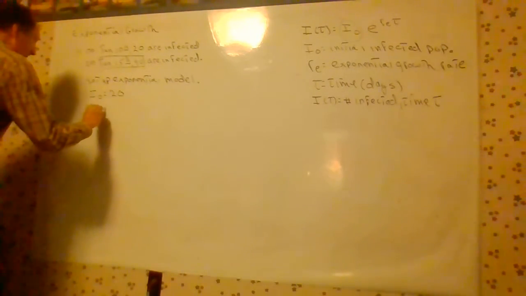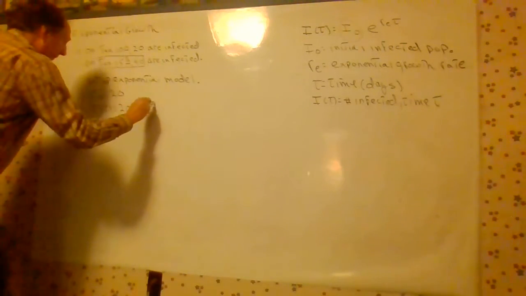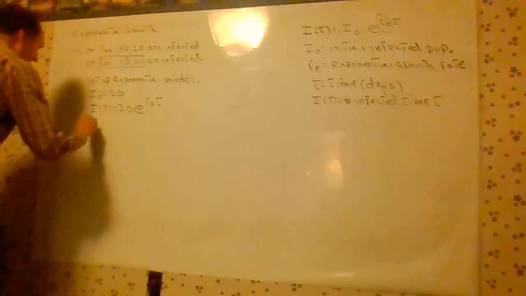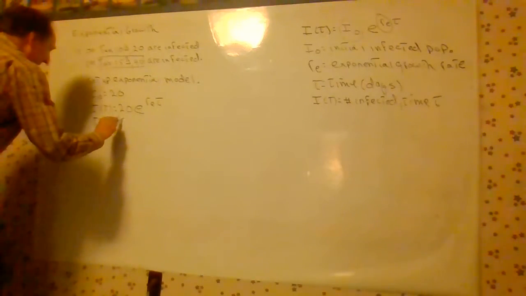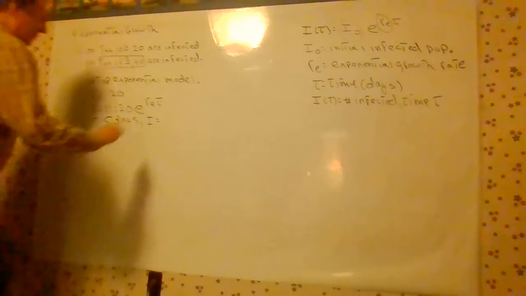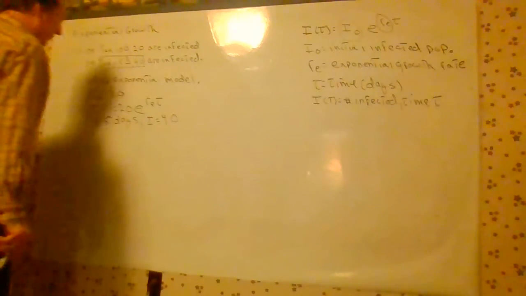So we're going to substitute that into our model. I of t is 20 e to the RE times t. And then next we need another data point to establish what RE is. And that comes into play right here. From the 10th to the 15th, 15 minus 10 is 5 days. So when t equals 5 days, I is equal to 40 infections.